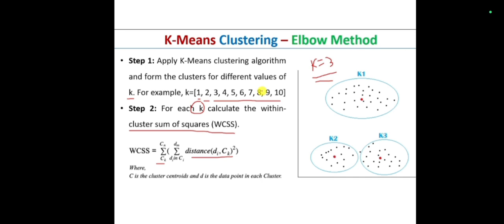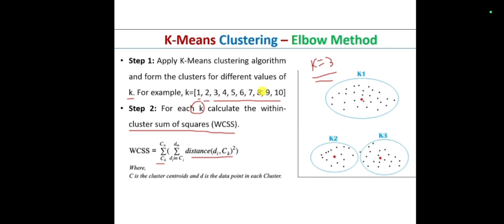In the elbow method there are a total of 4 steps. The first step is to apply the k-means clustering algorithm and form the clusters for different values of k. For example, k is equal to 1, 2, 3 and so on. Here we have to find all the values for k equal to 1, then values for k equal to 2, and like this till 10. Here I have taken only one example, that is k equal to 3.